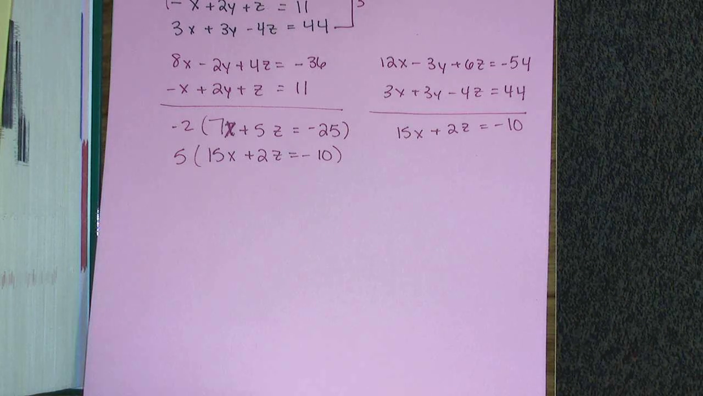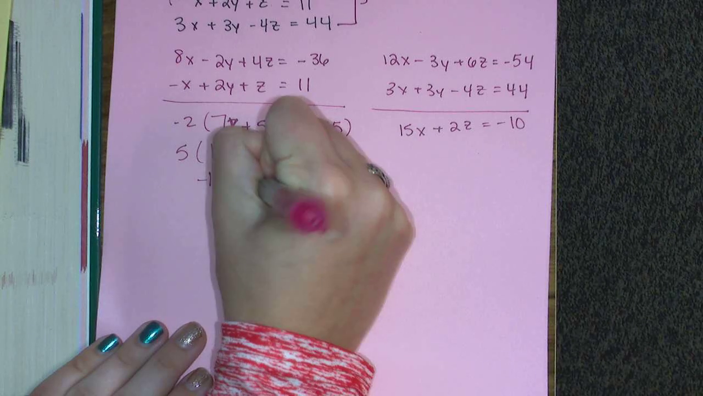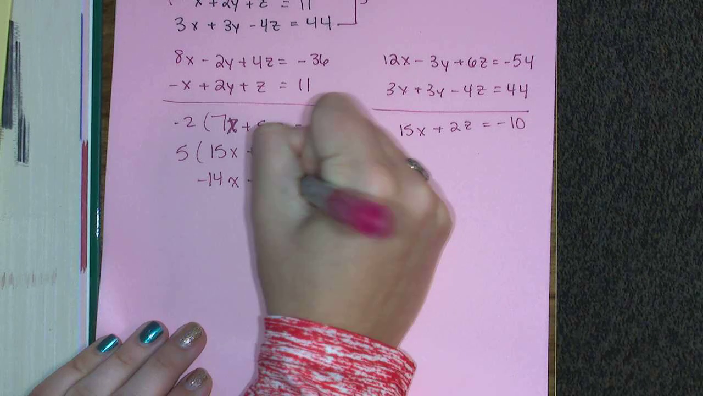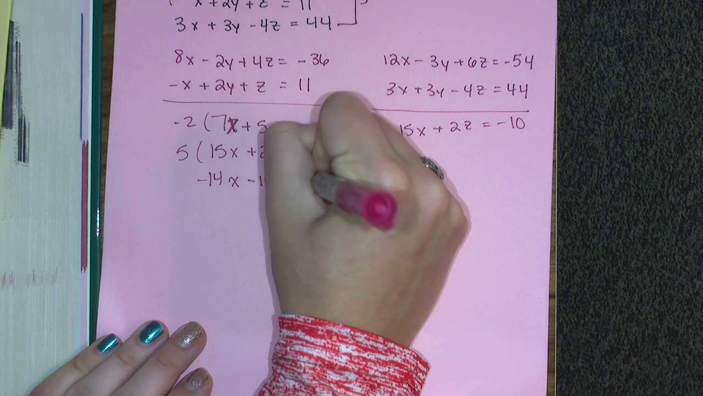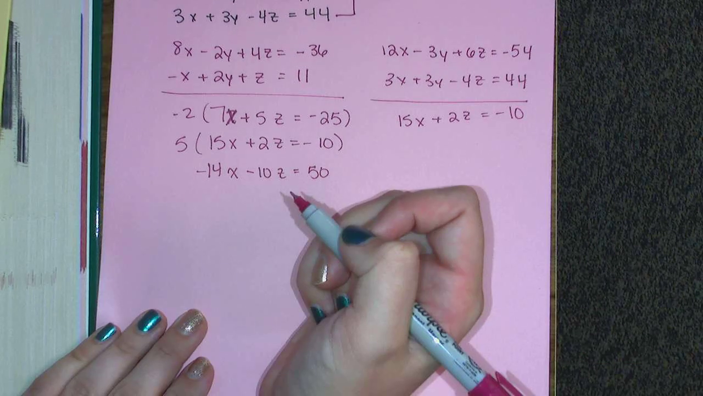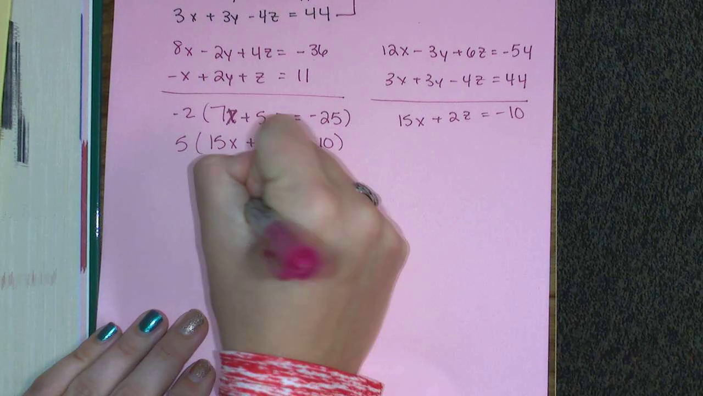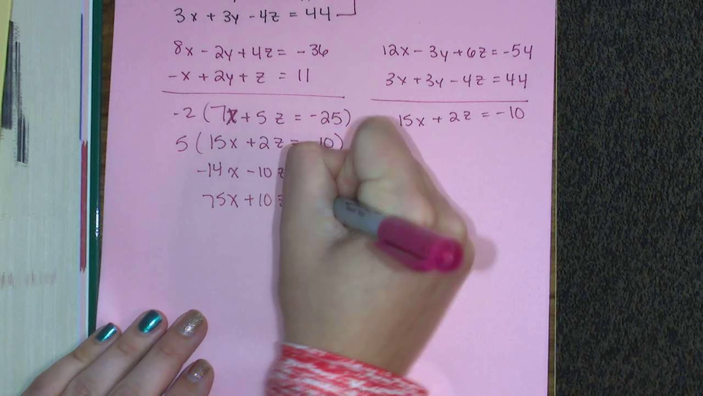Okay? So negative 14x minus 10z is equal to 50. 5 times 15 is what? 75. Plus 10z is equal to negative 50.